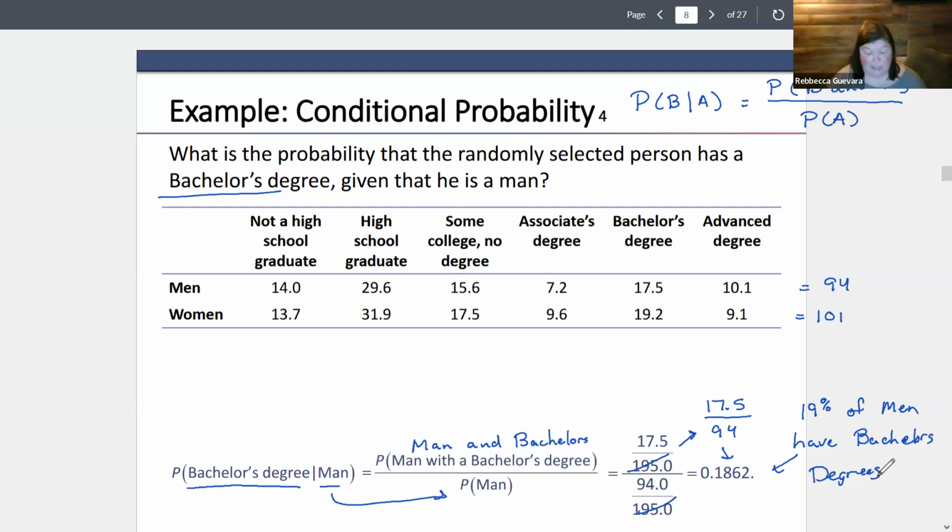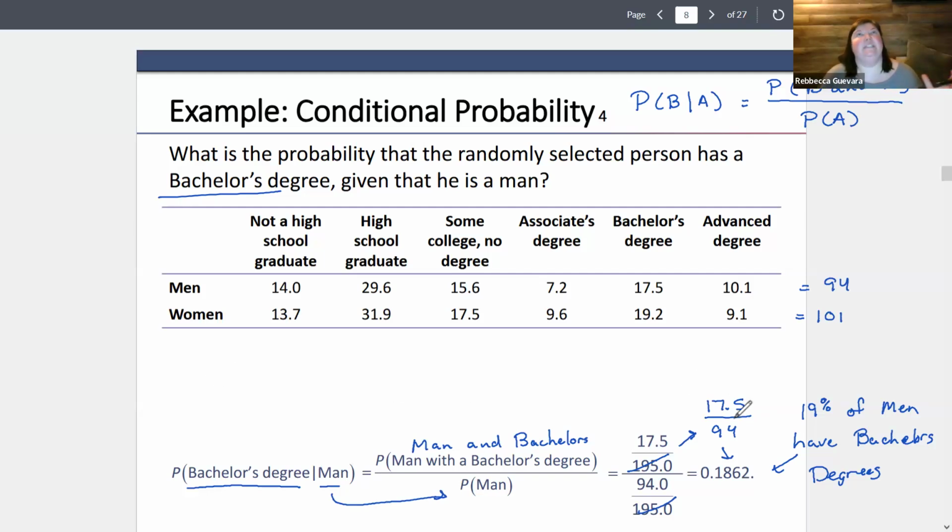And once again, just for comparison, if I do this with women as well, I got to fix a number here. Women also are about 19%, so it's slightly higher than men, but it's about the same. But like I said, there's slightly more women in the population than there are men there.